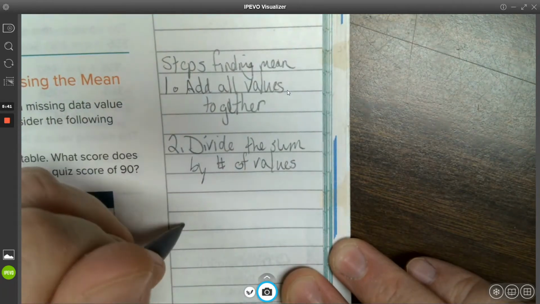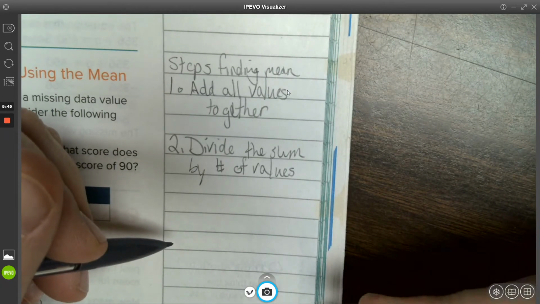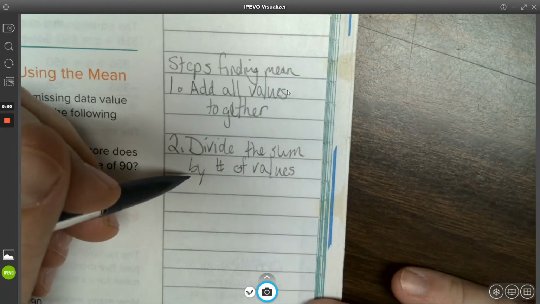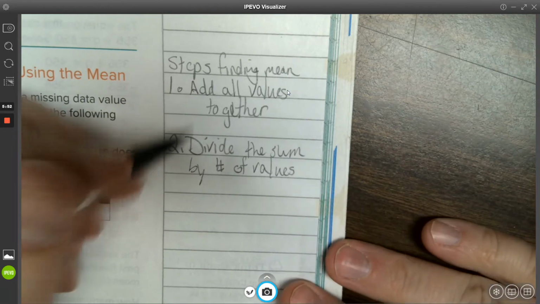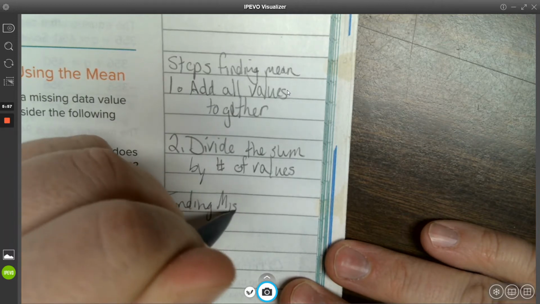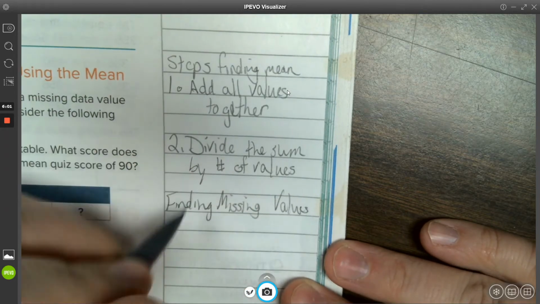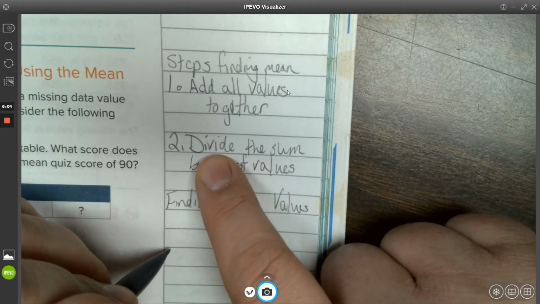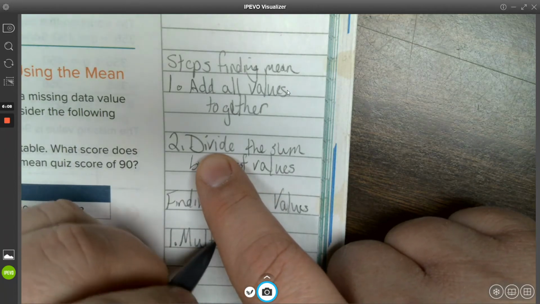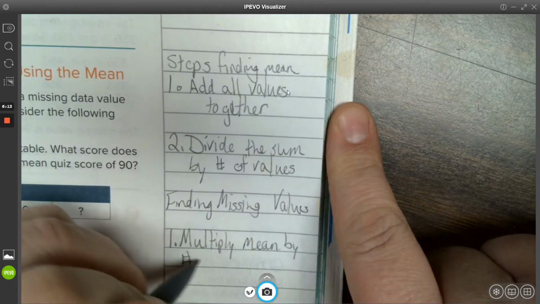Now, finding a missing value. Much like how we found missing dimensions when we were talking about geometry, we work backwards through the problem. We do the opposite. So, finding missing values, we work backwards through the problem. We start by doing the opposite. Well, what's the opposite of divide? That's to multiply. So we multiply mean by number of values.